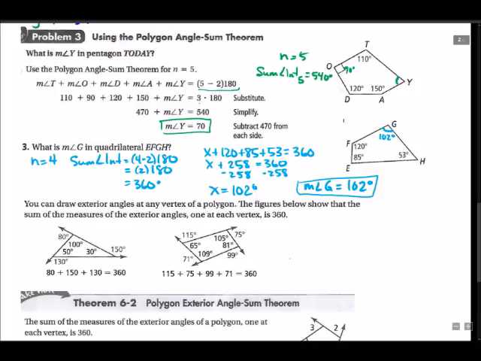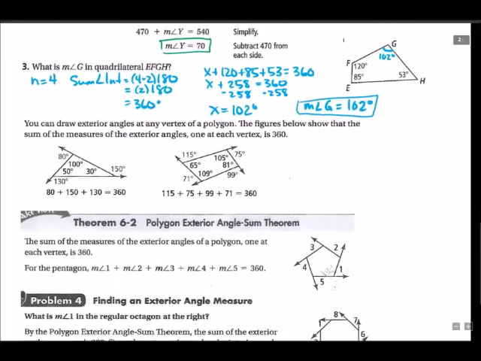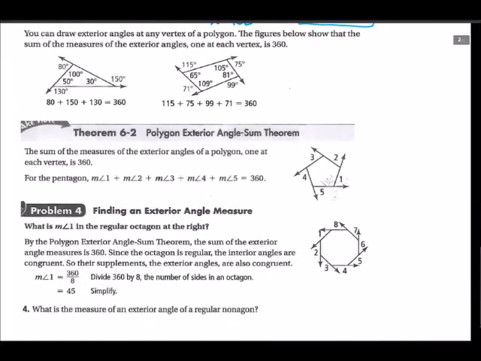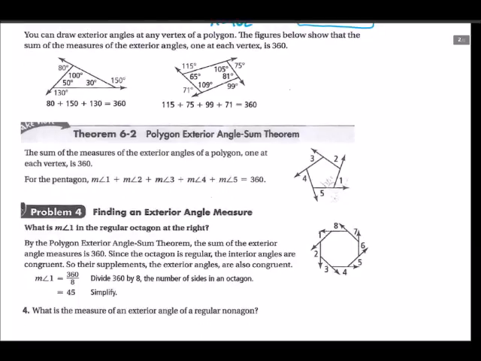So slightly more work than our triangles, but not by much. Okay, so that's our interior angles. We were promised some exterior angles, and here they are.